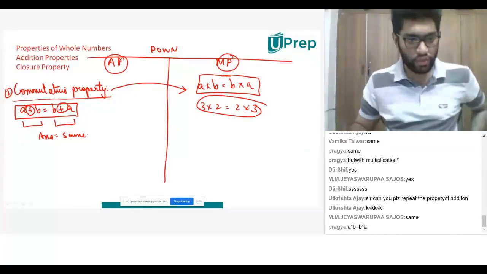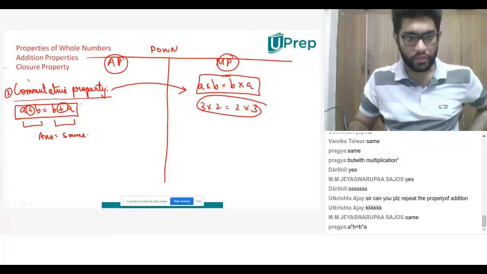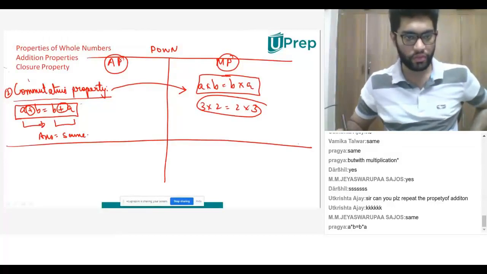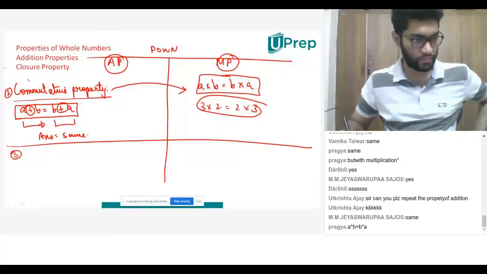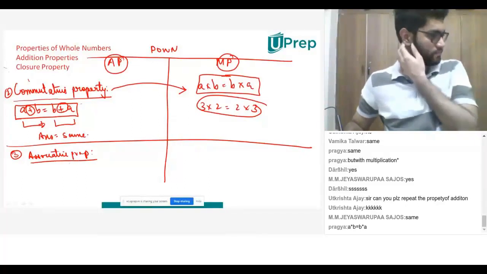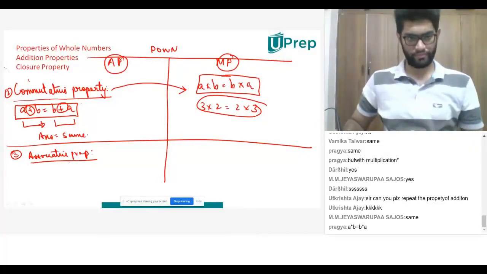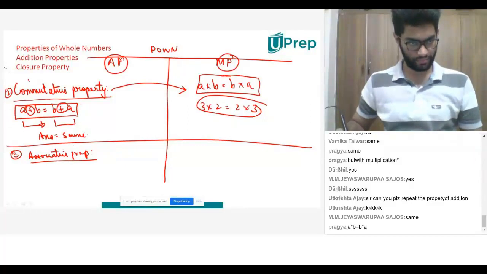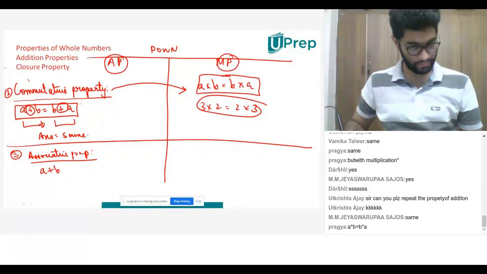Now let's move on to the third property. Sir, the third property will be the associative property. Right. And what is the associative property of addition? Sir, for example, A plus bracket B plus C bracket close is equal to.